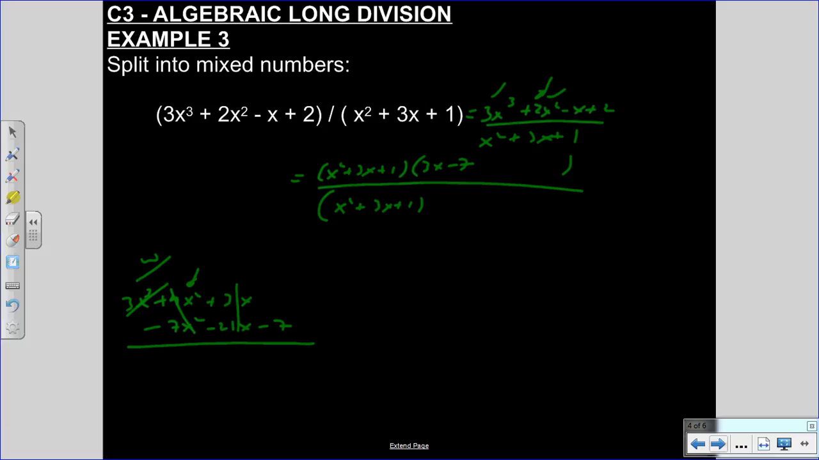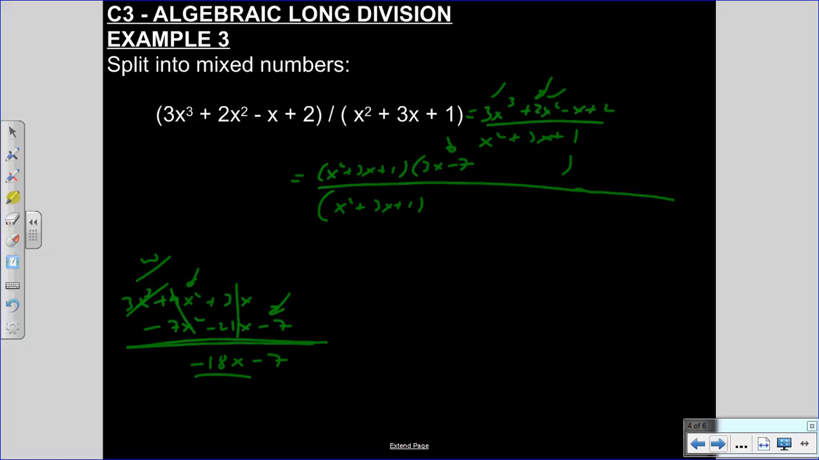Here I've got plus 3x minus 21x. Well, that gives me minus 18x. And I've still got the minus 7, you see? So just draw a line and make sure you've cleaned it up and you know exactly what it is that you have. So we've ended with our constant term here, and therefore there's nothing more we can do. Everything else is our remainder.